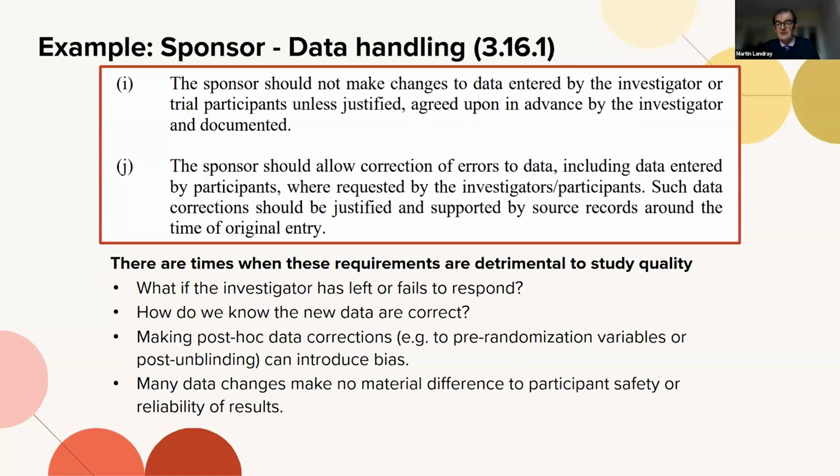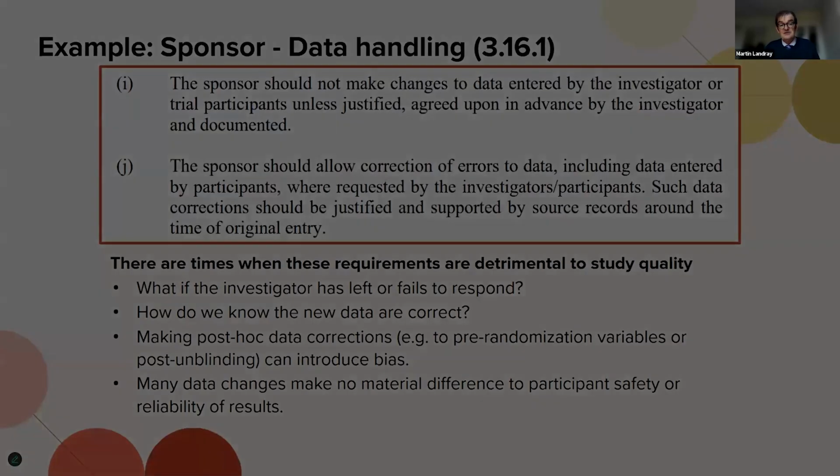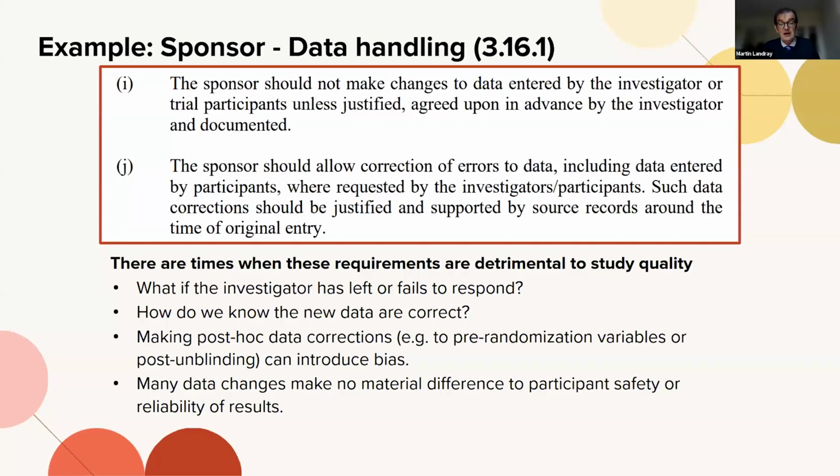Well, there are times when that also can introduce new issues, new errors, or even bias into the results. So it can actually be detrimental to trial quality. So again, let's think about the principles of what we're trying to achieve, as opposed to the mechanics of how to apply it. So whilst what's written in this annex is generally a reasonable thing, there are other ways of delivering on the principles.